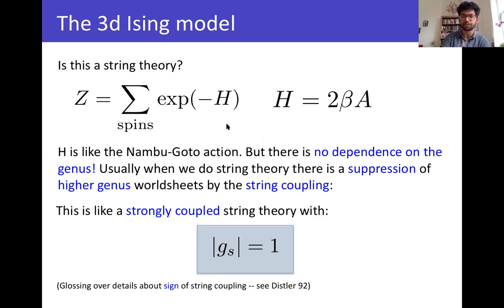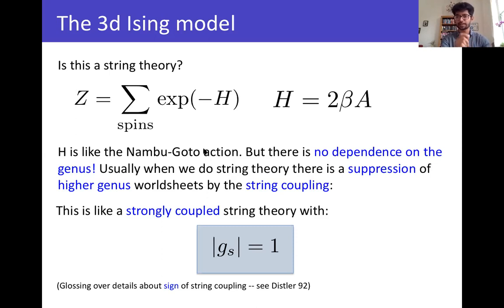But there's one big difference between this action and the way in which we normally think about string theory. When we do string theory, we usually take the Nambu-Goto action and we add a term involving the curvature, the Ricci scalar, on the world sheet. And what that does is that introduces a dependence on the genus of the world sheet. There is no dependence on the genus here, okay? In other words, this says sum over all possible configurations of domain walls, but weighted only by the area and not by the genus. But this is not how we do normal string theory. When we do normal string theory, it is really important that we have a genus expansion. In particular, we want to suppress higher genus world sheets because that's important for doing string perturbation theory. We do string perturbation theory normally by introducing a factor called the string coupling.